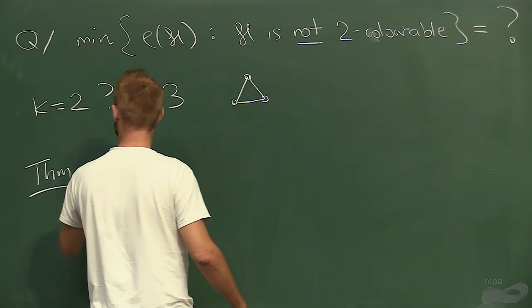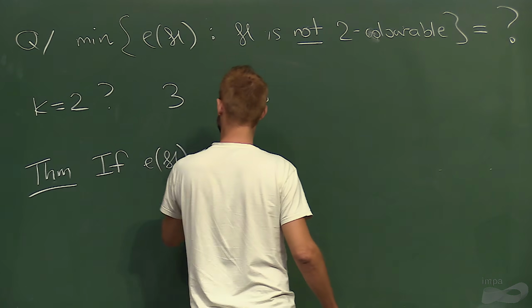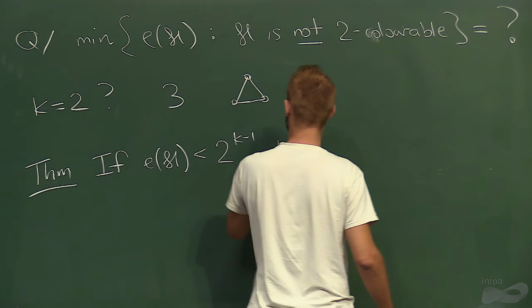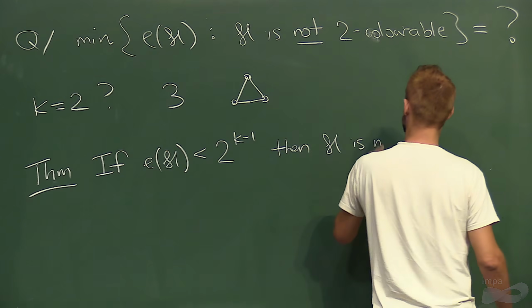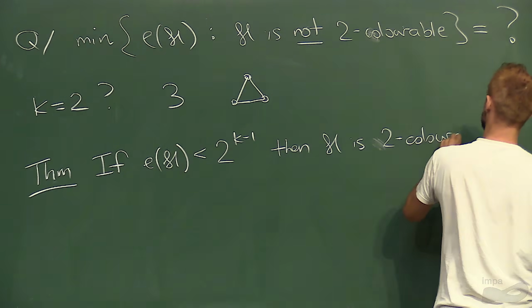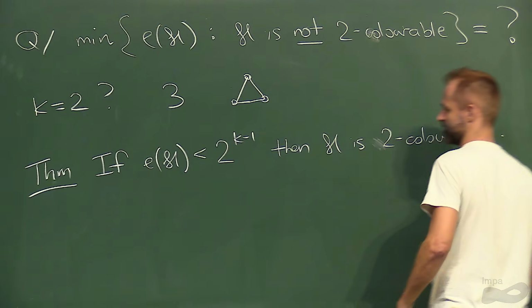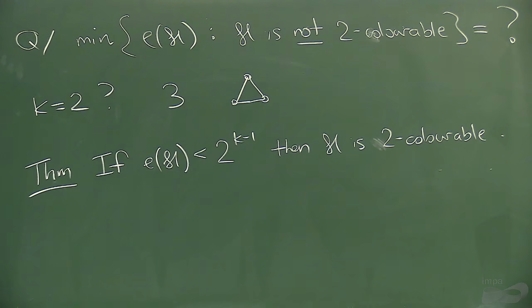So, theorem: if the number of edges of H is less than 2 to the k minus 1, then H is two-colorable. How are you going to prove it?